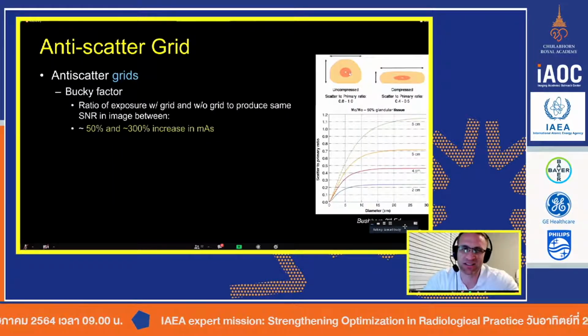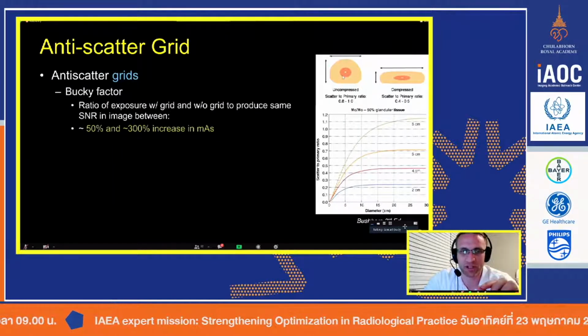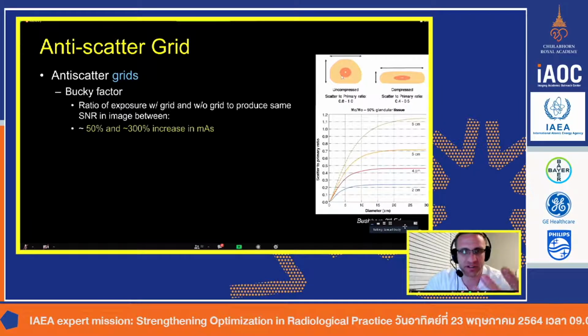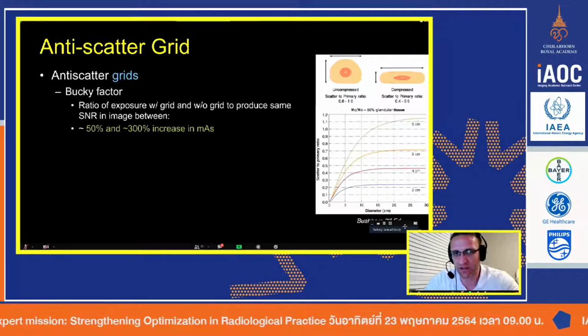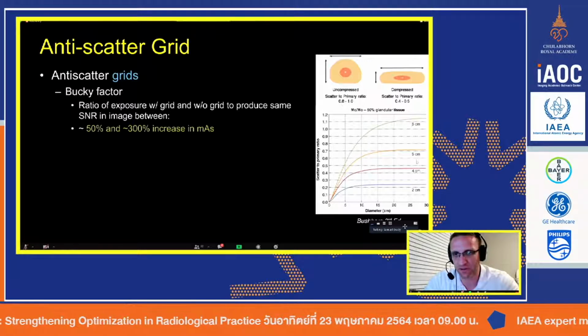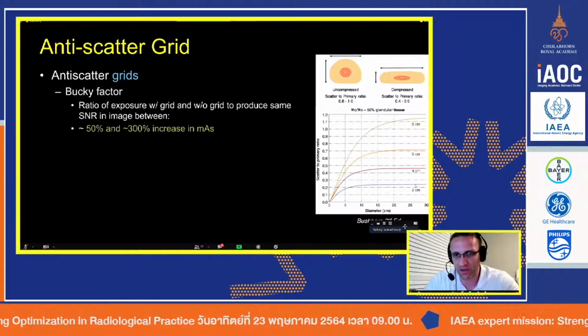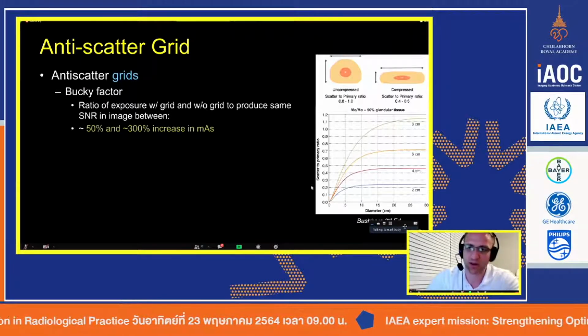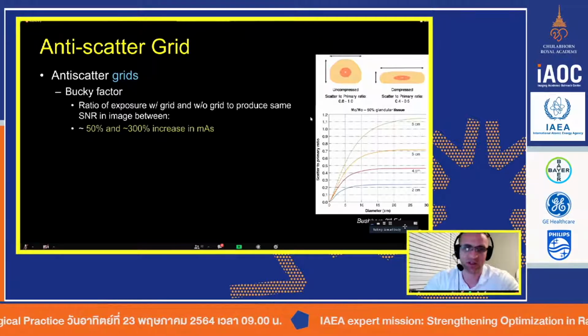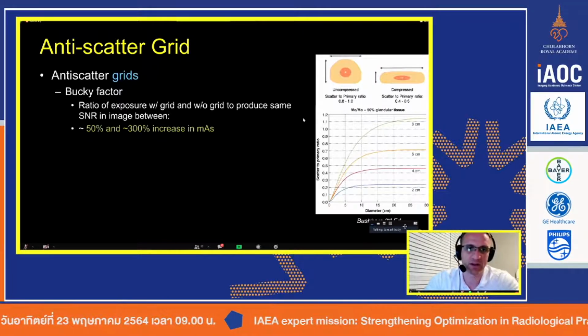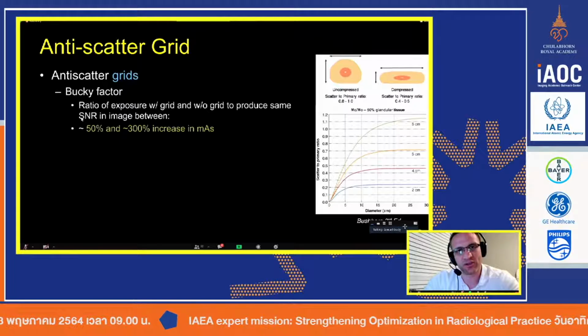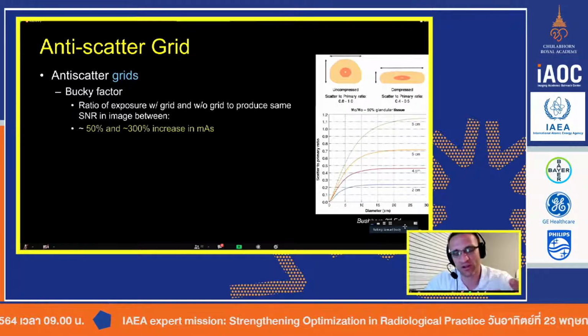We talked very little about grids for image quality, but they're very important because they reduce, of course, scatter. You can see here the amount of scatter as a function of different thicknesses of breasts. Thin breasts really don't produce a lot of scatter. That makes sense, right? Thick breasts, 8 centimeters, produce a lot of scatter. That makes sense, right? But what does using a grid do to the dose?